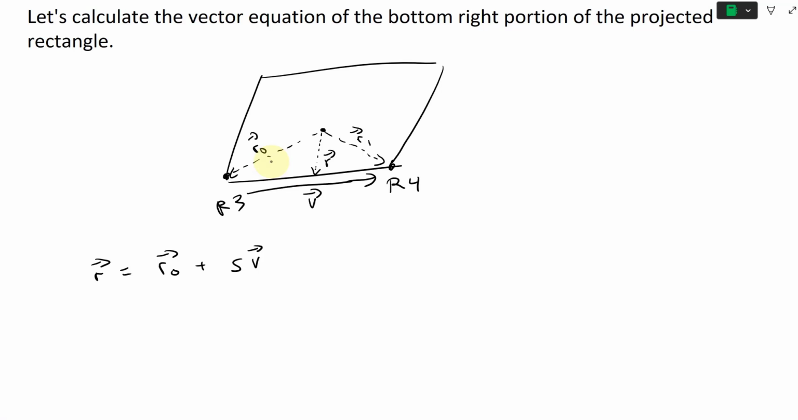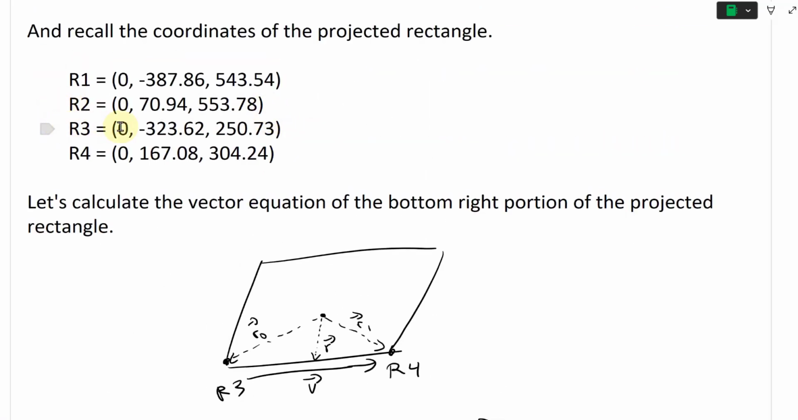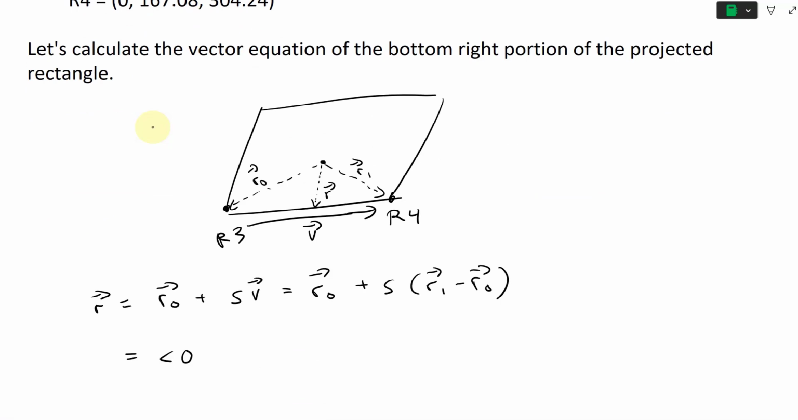So that's the V, and V is just going to be obtained by subtracting two vectors, R1 minus R naught. Yeah, just get a difference vector. Let's put this all together. The R naught vector is going to be just the R3. So 0, 0, negative 3, 2, 3.